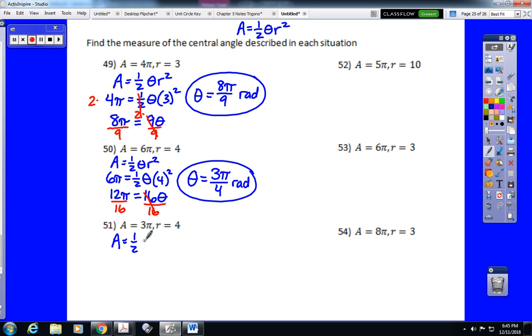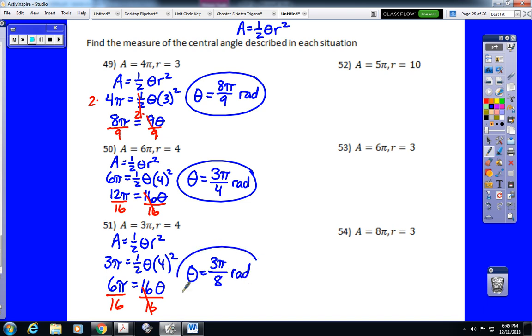Area equals 1/2 theta r squared. So 3 pi equals 1/2 theta times 4 squared. Multiply each side by 2. And go ahead and do 4 squared, which is 16. So 6 pi equals 16 theta. And then divide by 16. Reduce the fraction. Theta equals 3 pi over 8. And again, that measurement is in radians. I'm going to go ahead and leave out the equation from this point forward.